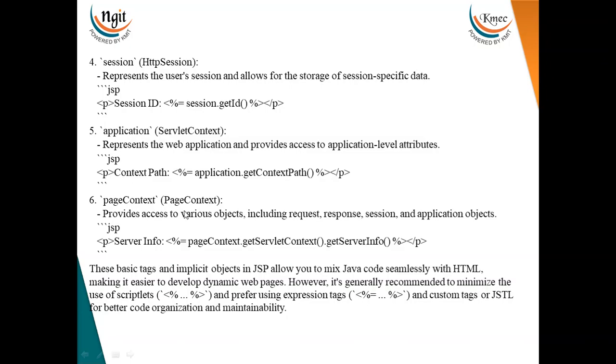pageContext provides access to various objects including the request, response, session and application objects. You can use it for server information, like pageContext.getServletContext().getServerInfo(). These basic tags and implicit objects of JSP allow you to mix Java code seamlessly with HTML, which lets you easily develop dynamic web pages. It is recommended to minimize the use of scriptlets, and prefer using expression tags, custom tags or JSTL for better code organization and maintainability.